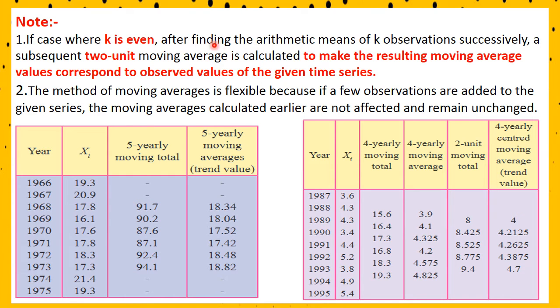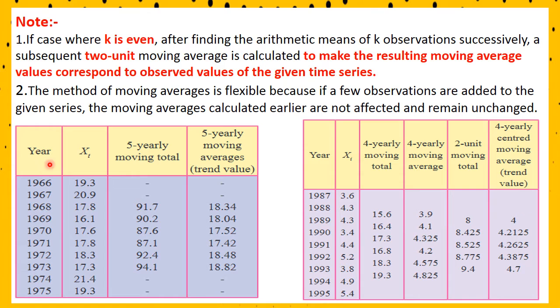So we have to calculate again a 2-unit moving average from these already calculated averages. That means calculating the arithmetic mean of 2 units, the same procedure by which we calculated the k averages, averages of k observations. Then we get the resulting moving average values corresponding to the given observed values of the time series. Now, the method of moving averages is flexible because if a few observations are added to the given series, the moving averages calculated earlier are not affected, which we have already discussed.